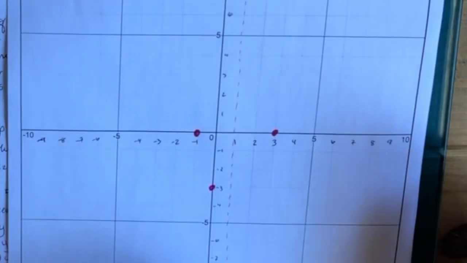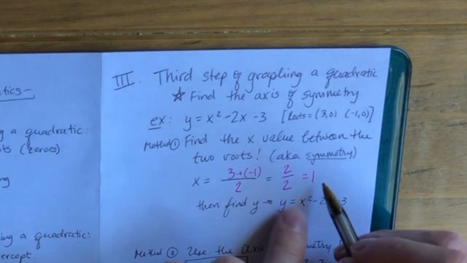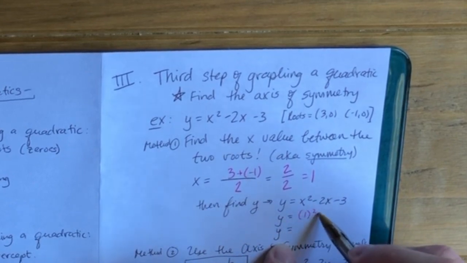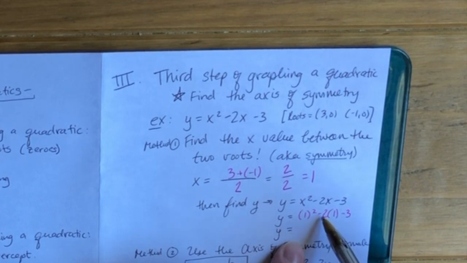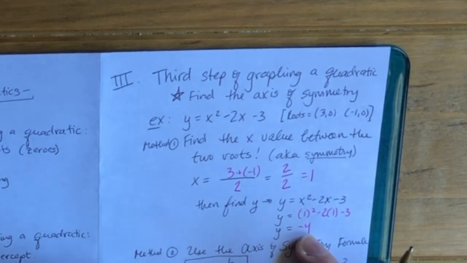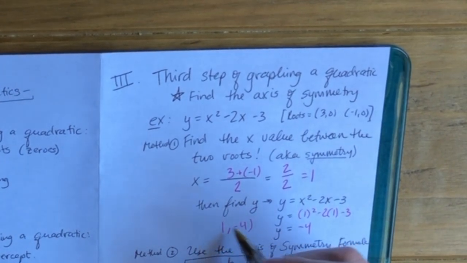And we can do that by substituting the value of x into our equation. So we got a value of x of 1, so we substitute that in. We can say y is equal to 1 squared minus 2 times 1 minus 3. 1 squared is 1. Negative 2 times 1 is negative 2. So 1 minus 2 is negative 1. Negative 1 minus 3 is negative 4. So it's y equals negative 4. So this coordinate point that we found is 1, negative 4.